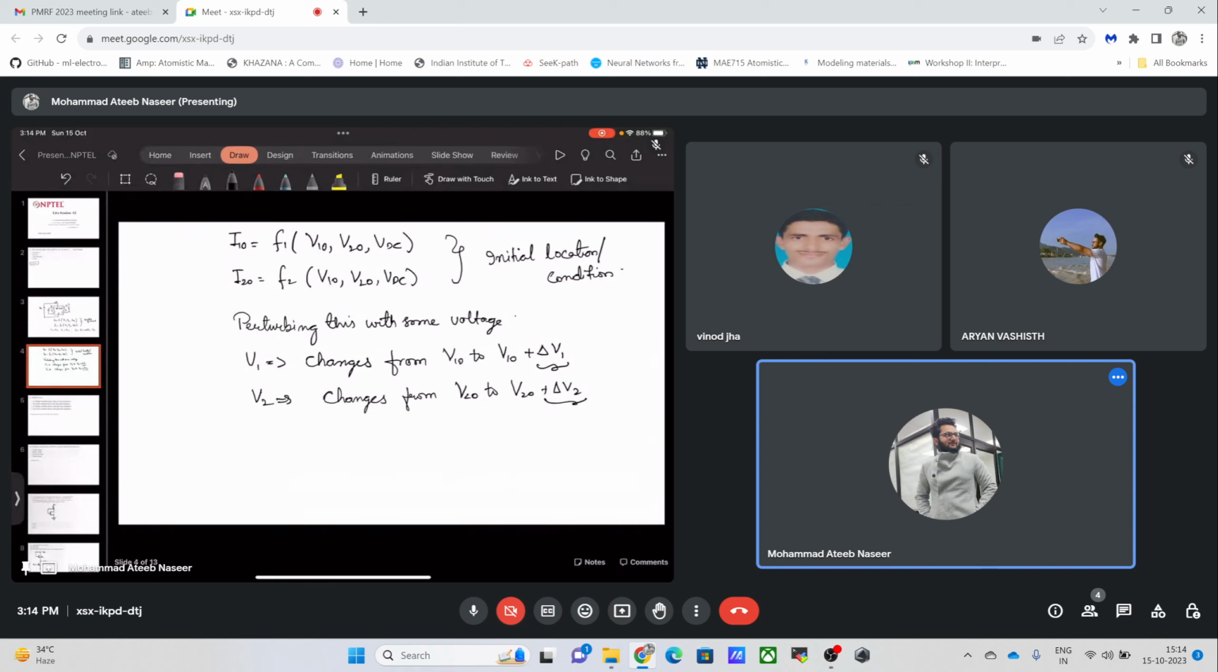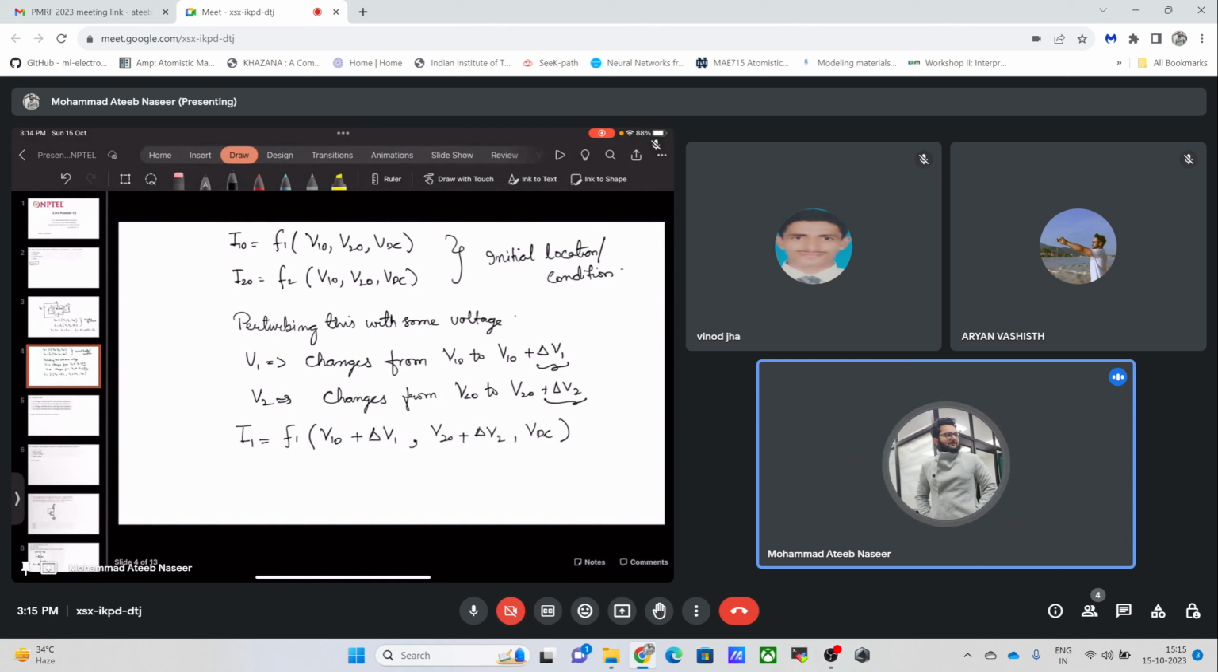Now it would simply mean that my current I1 is a function of V1 of 0 plus this delta V1, and it will also be a function of V2 of 0 plus this delta V2, and also a function of the DC voltage, but this supply voltage is constant throughout. Similarly for I2, we will have similar conditions.